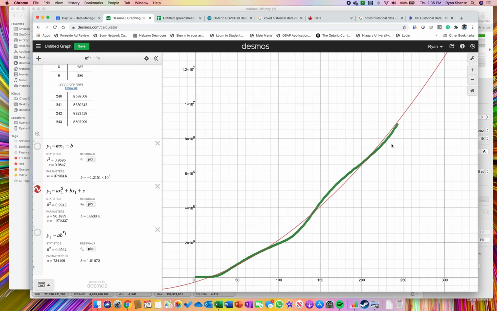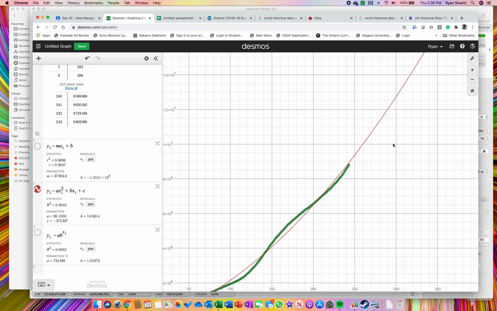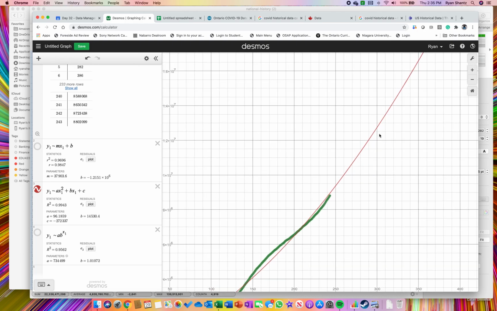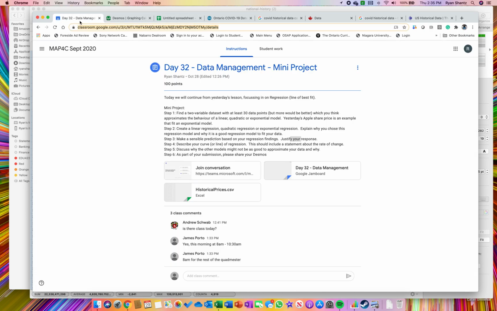This is my prediction, and mathematicians will use this phrase a lot, all other things being equal. So if everything else stays the same, this is how I suspect COVID-19 to increase. But things aren't staying the same. As I said, governments are intervening, steps are being made, social distancing, physical distancing, the wearing of masks, etc.